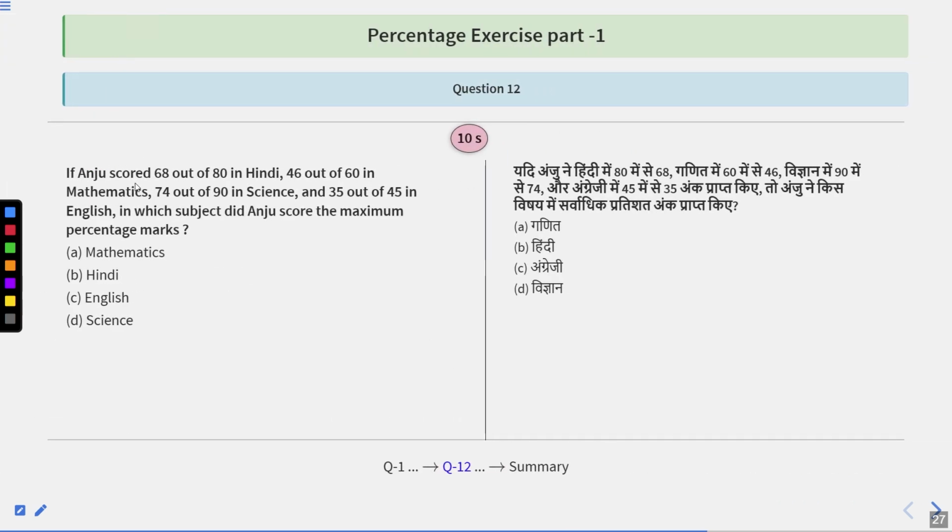Next, Anju scored 68 out of 80 in Hindi, 46 out of 60 in mathematics, 74 out of 90 in science, and 35 out of 45 in English. In which subject did Anju score the maximum percentage marks? Mathematics, Hindi, English, or science? These are the options.